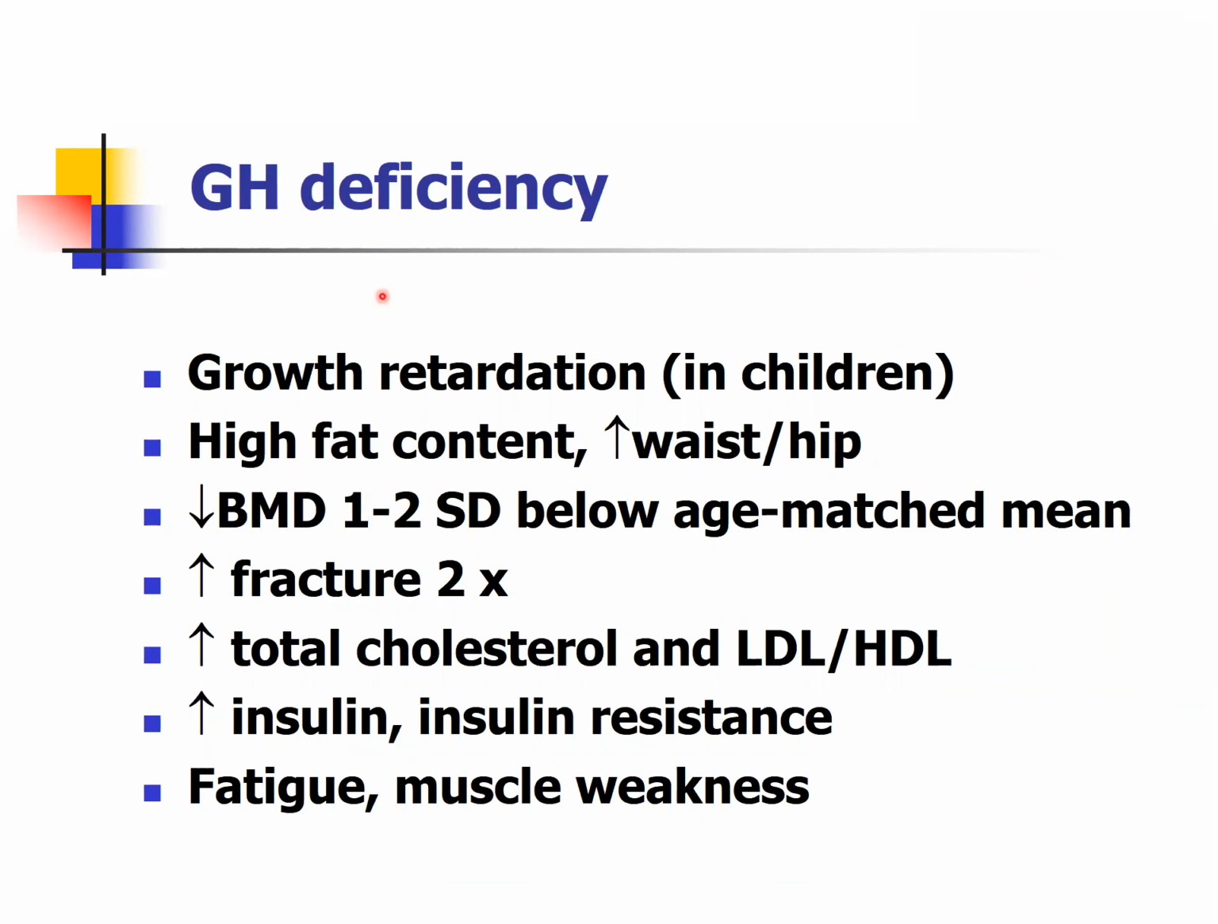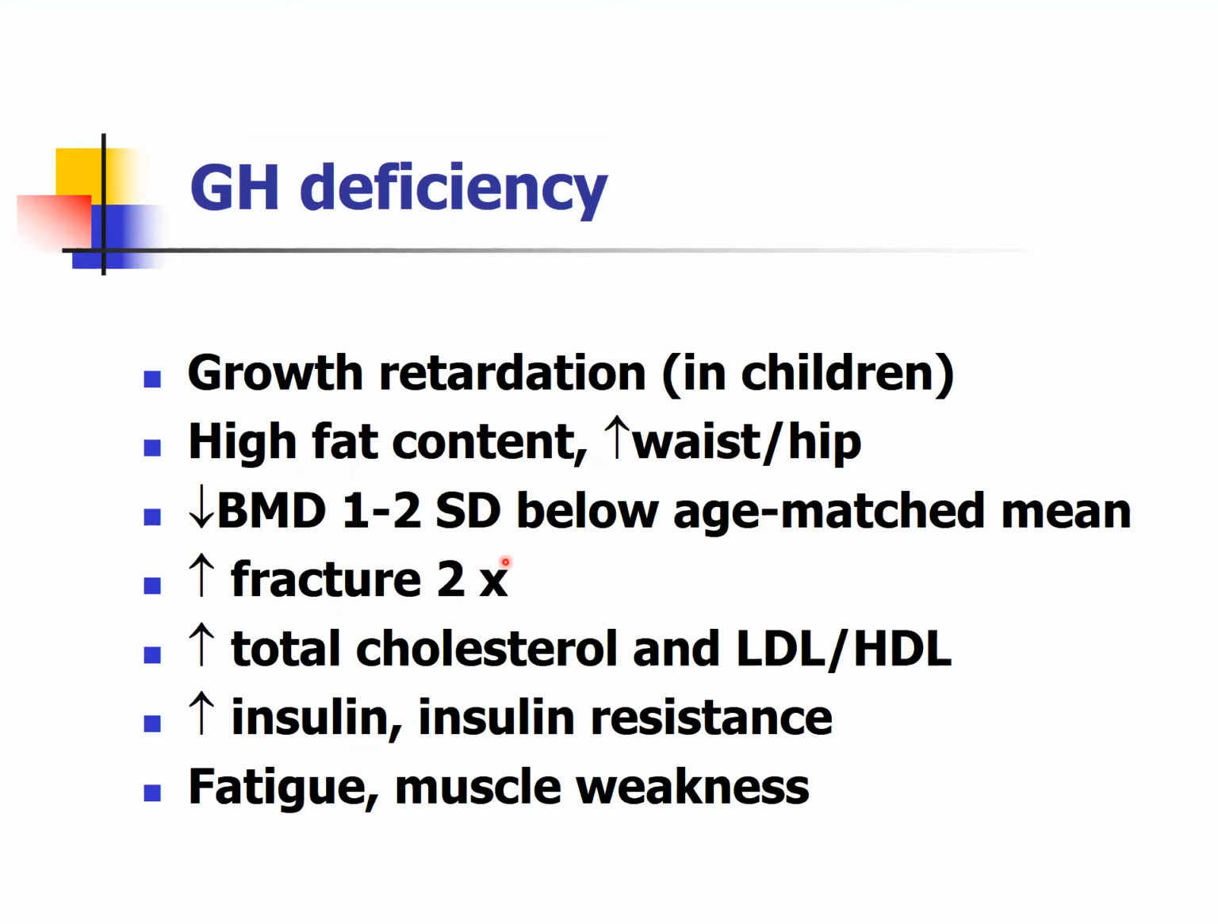Now, what will happen when we do not have enough growth hormone? For sure, in children, there would be growth retardation. However, in adults there is no linear growth because the epiphyseal closure occurred. So what will happen? We have something else, such as the relative fat content is going to increase. For example, the waist-hip ratio is going to increase. The bone mass density will decrease, meaning that the patient could develop osteoporosis.